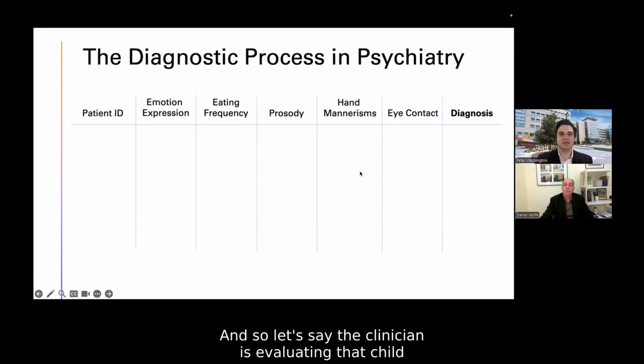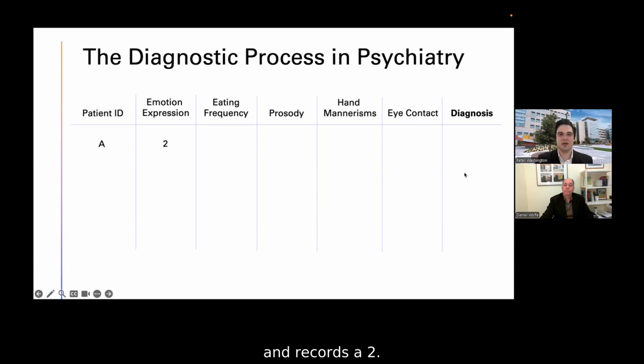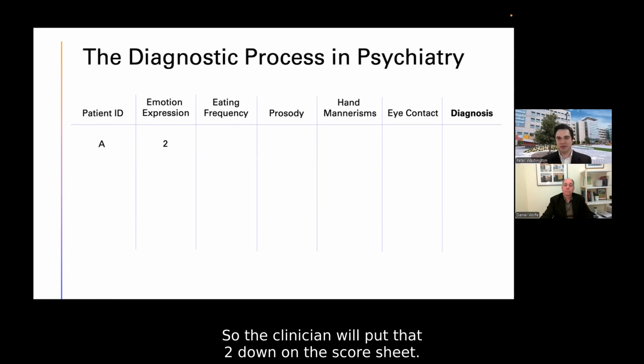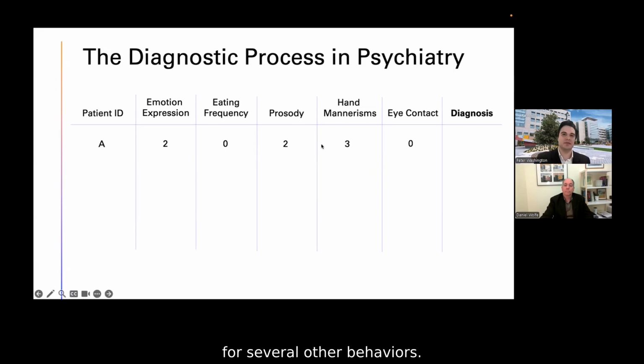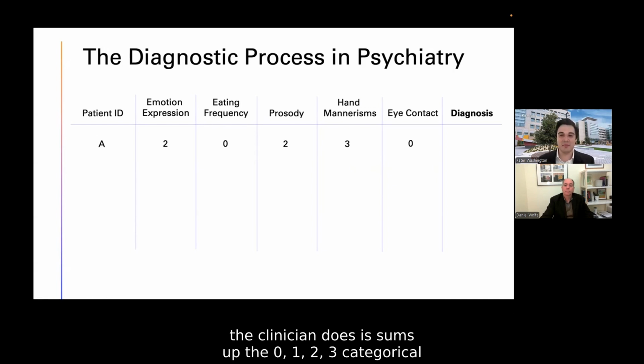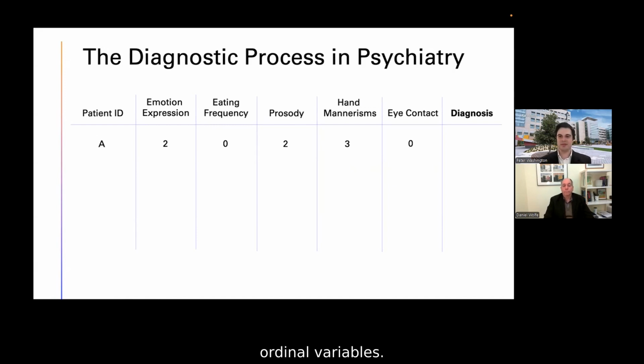And so let's say the clinician is evaluating that child and records a 2, so often. The clinician will put that 2 down on the score sheet. The clinician then proceeds to do this for several other behaviors. And then to arrive at a diagnosis, the clinician sums up the 0, 1, 2, 3 categorical ordinal variables. And if that sum exceeds a threshold, then a diagnosis is provided. If that threshold is not exceeded, then no diagnosis is provided.